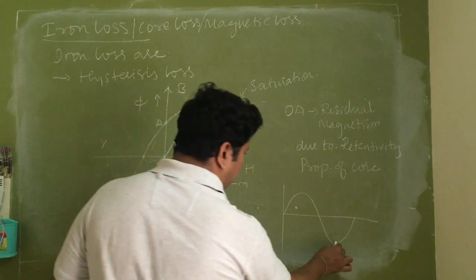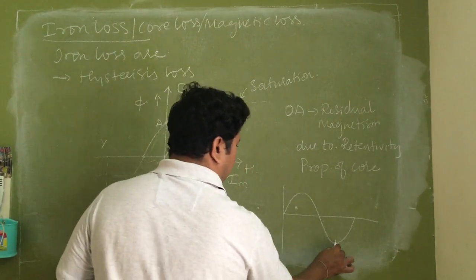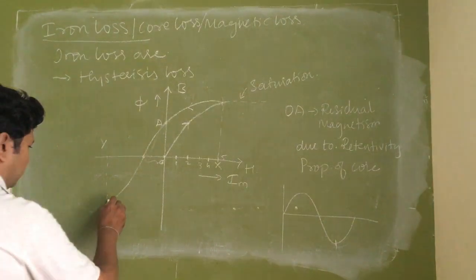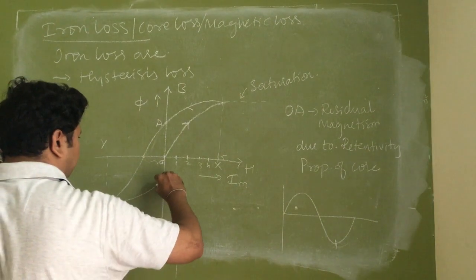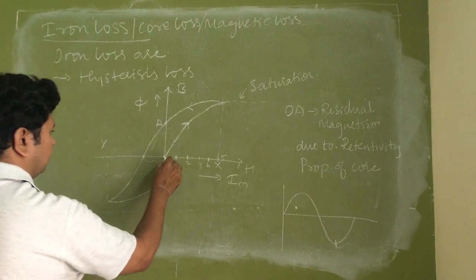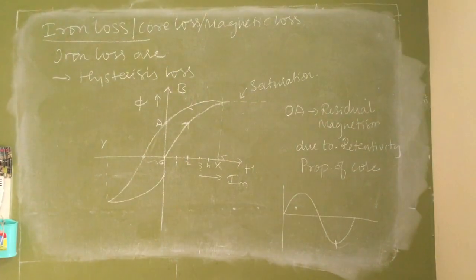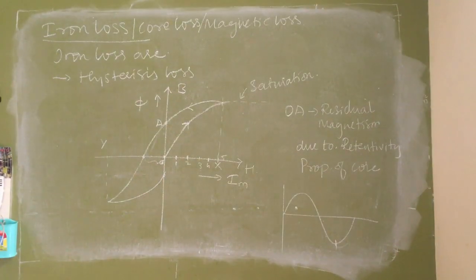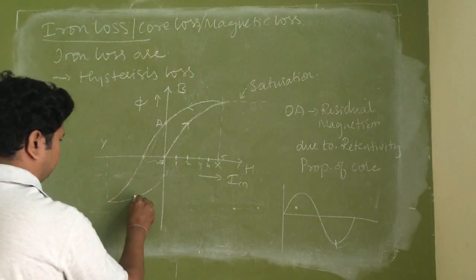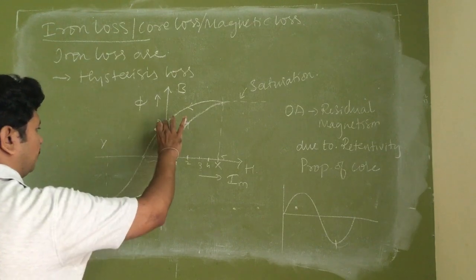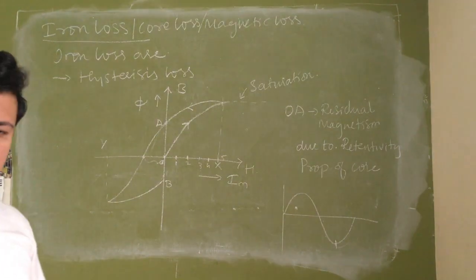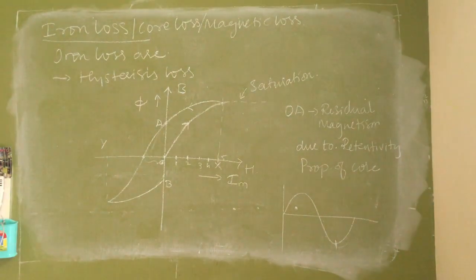Now after reaching its negative maximum, my magnetizing current starts going towards 0. Again there is some magnetic field existing in the material because of retentivity. Generally this OA and this OB will be the same, because it is because of the same retentivity property of the same material.